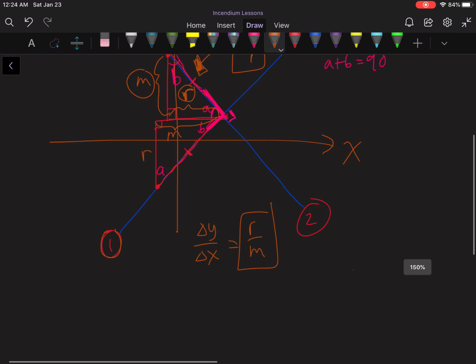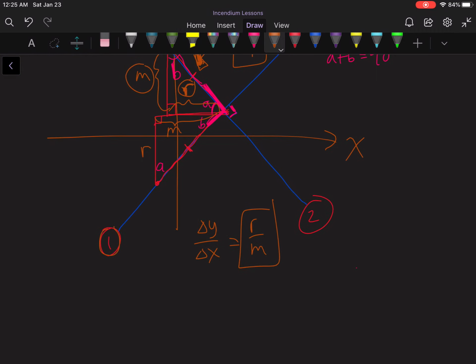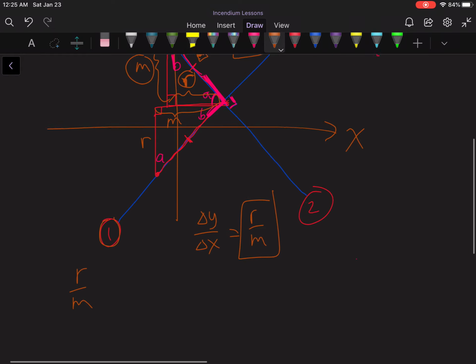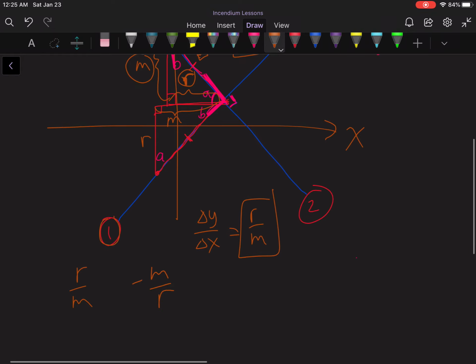So now this is interesting, right? Because we have these two perpendicular lines. The slope of one of them is r over m. For the other one, it's negative m over r. And these are negative reciprocals of each other.